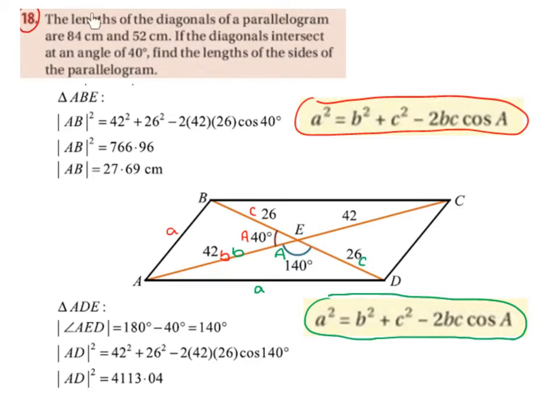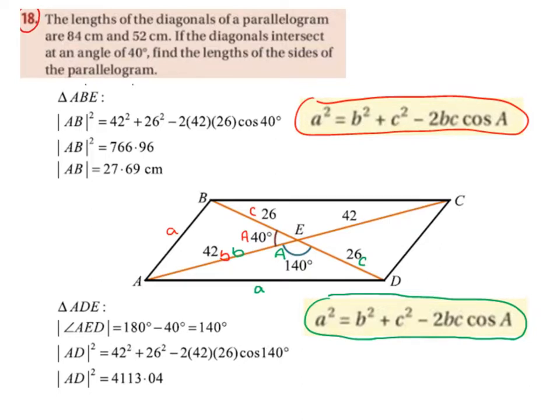I was told that the length of one of the diagonals is 84 centimetres. So half of 84 is 42. The distance from A to the centre, which I've labelled as E, is 42, and the distance from E to C is also 42. I was told that the other diagonal is 52 centimetres, and half of 52 is 26. So the distance from B to E, the centre, is 26, and the distance from E to D is also 26.